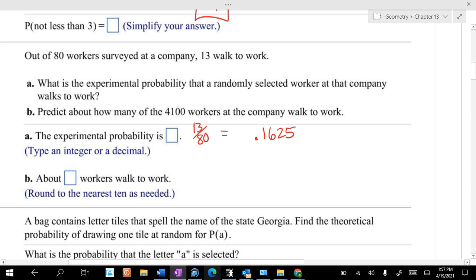All right. So 0.1625 of the people walk to work, basically. Okay? So about how many workers walk to work if you have 4,100 workers? Well, you take this times your 4,100 workers. And about how many walk to work? And round to the nearest 10, it says. If there's 666, it would round up to 670 people walk to work. Okay, because you're rounding to the nearest 10.